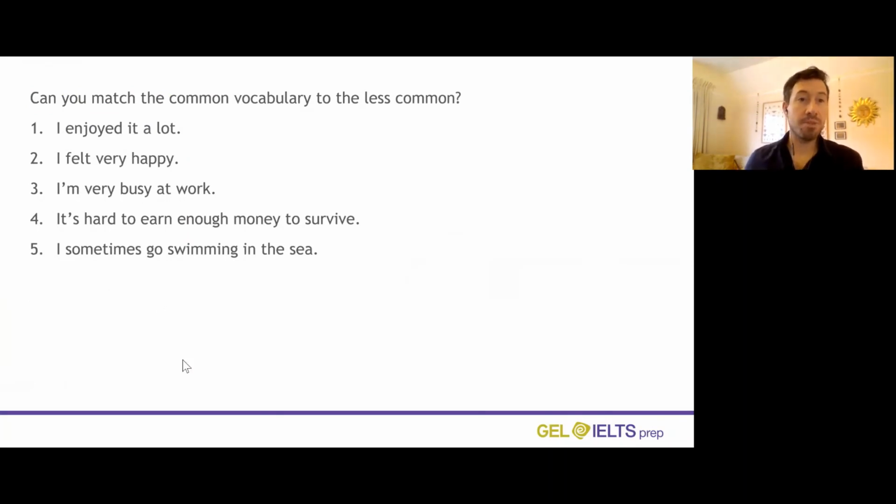Well, here we can see 5 sentences that might be used, but these all contain quite common vocabulary. For example, everyone knows the word enjoyed. It's a very common word. Everyone knows very happy. Everyone knows busy. Earn enough money. Okay, it's quite a nice collocation. And to survive, but maybe there's another way we can say that. And then go swimming. So these are all phrases that most people at a low level will know.